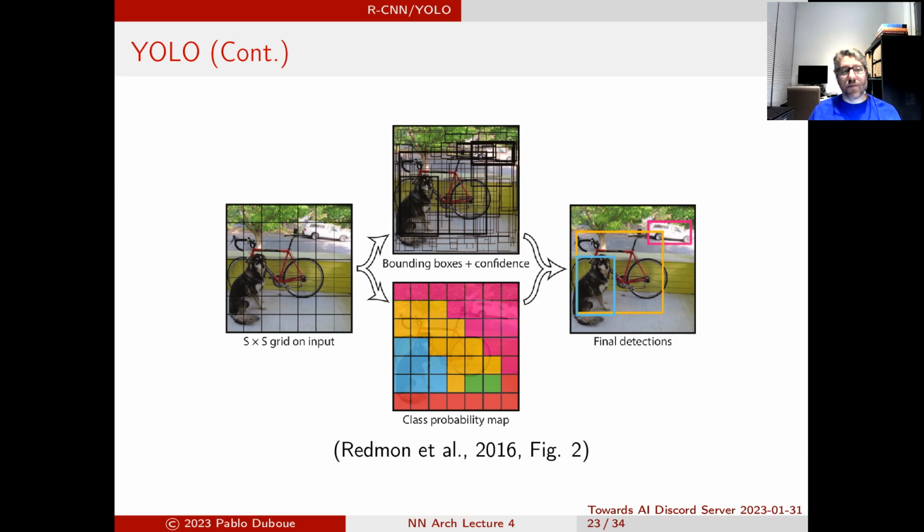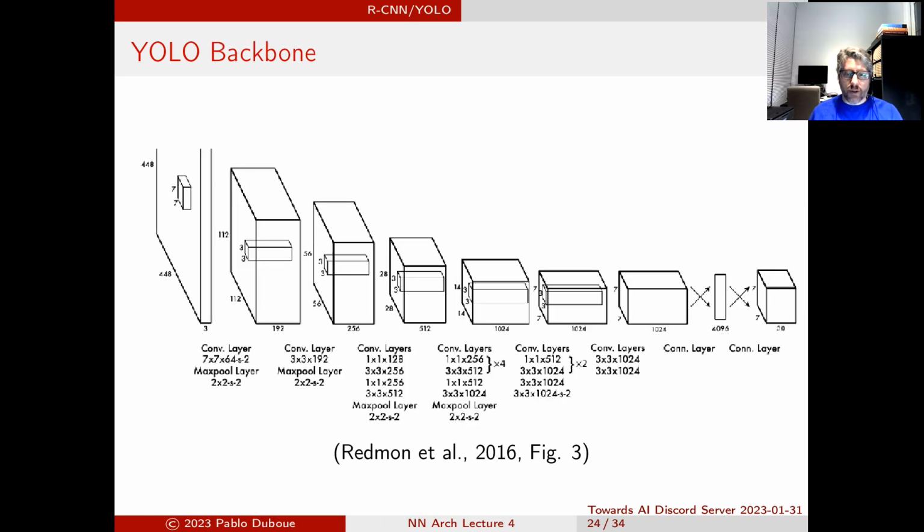But both systems are using information from a larger context within the image. For example, if you have a wheel, whether it's part of a car or part of a motorcycle, you will only be able to know that by looking at cells outside the grid. And the way the neural network features behave, you will be able to do that. So from these two outputs, the bounding boxes and the class probability map, the system produces the final detections.